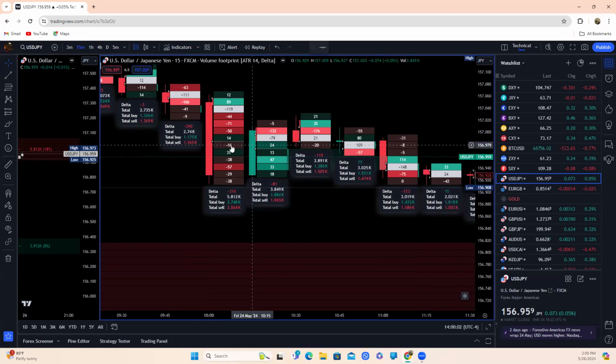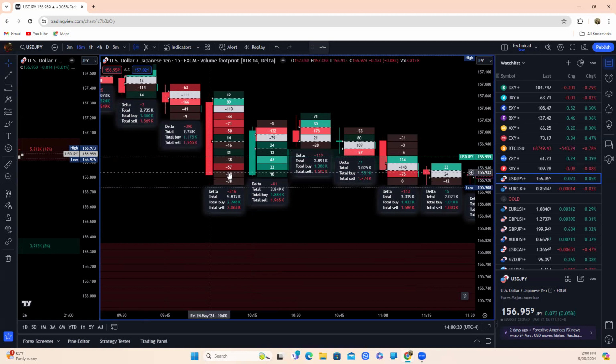So we see the delta in this candle was bearish delta, so negative 316. So we had negative 316 bearish delta within this candle. So a legit order block, legit candle, bearish, for a downside move, right?